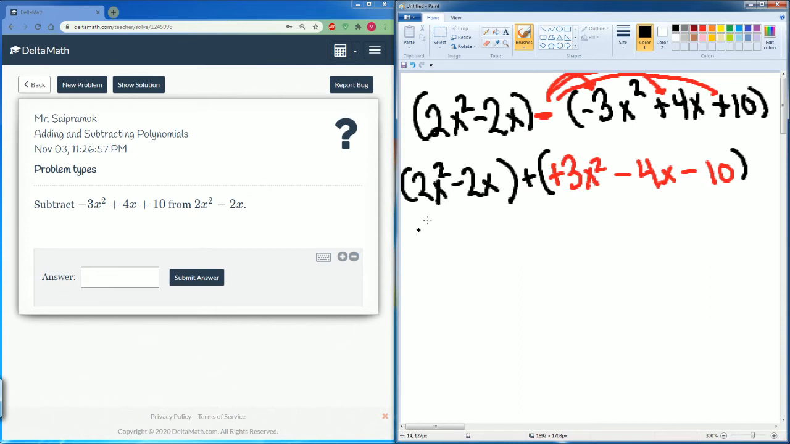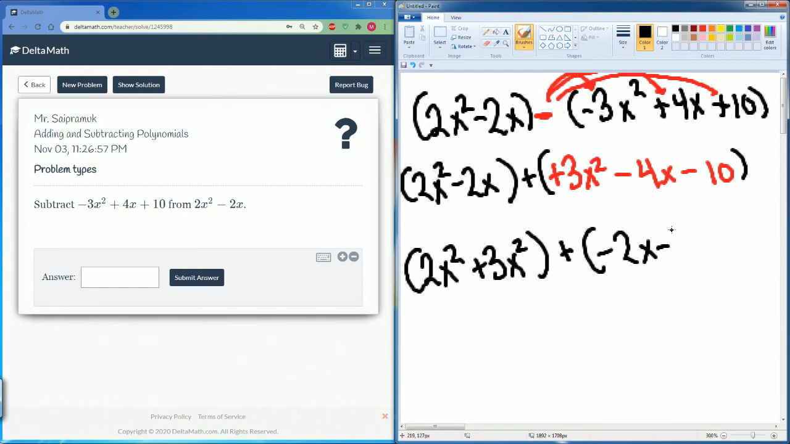So we can combine some like terms. You have 2x squared plus 3x squared. That's the first one. Then you add negative 2x minus 4x. Then you just add your negative 10. So 2x squared plus 3x squared becomes 5x squared. Negative 2x minus 4x is negative 6x. Then you have negative 10.